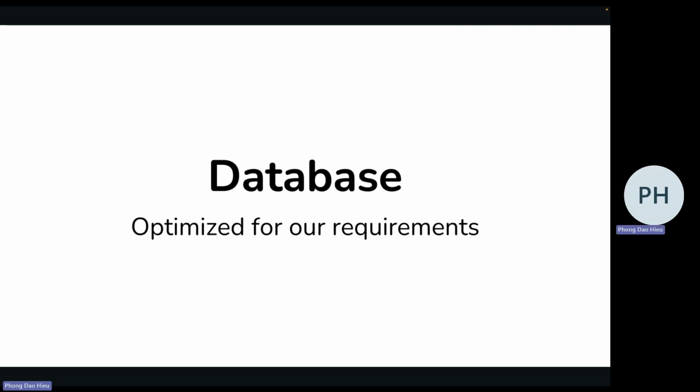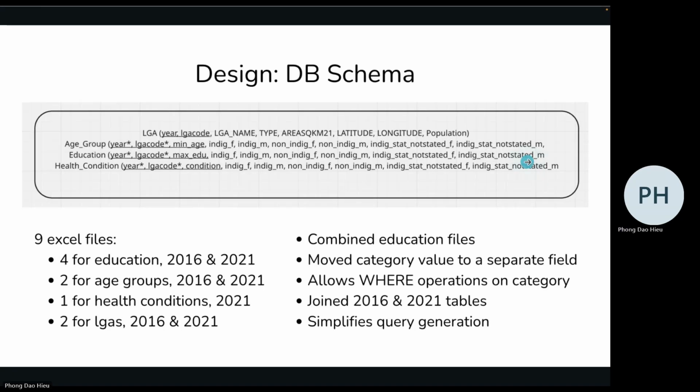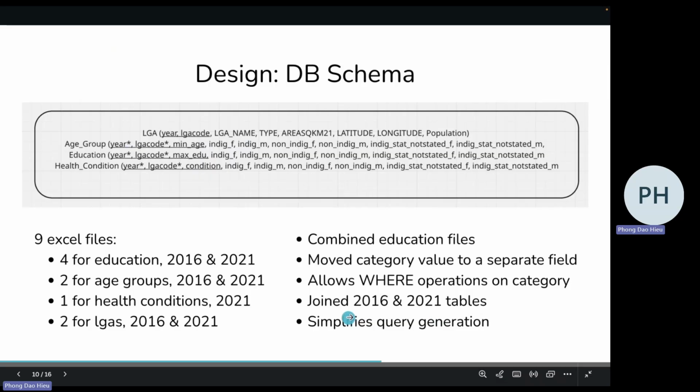Okay, now we move on to the database. As you can see from this DB schema, we have broken up the category value from status and gender into its own field. Besides that, we've also added a year field because we decided to combine 2016 and 2021 tables into a single large table.